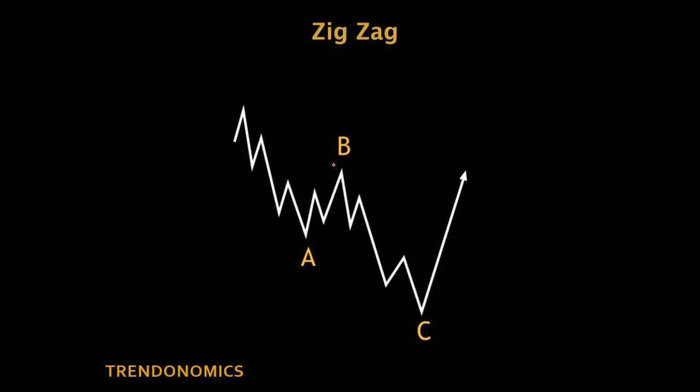And wave B is a three-wave structure. Also, wave A and wave C tend towards equality, meaning that the distance traveled by wave C could be equal to wave A or in a Fibonacci proportion of wave A. It is usually a sharp correction, and a zigzag mostly forms in wave two positions, sometimes in wave four positions, whenever the market gives a sharp correction, a shock in wave four after the third wave rally.